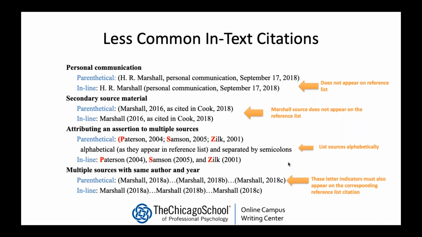In the reference list, those letters, the A, B, and C following the year, also have to be included so that your reader knows, essentially like breadcrumbs, how to find that citation. So if they're only interested in Marshall 2018B, they need to know which one in your reference list that is. So if you put the B in the parentheses, it also has to be included in the reference list.